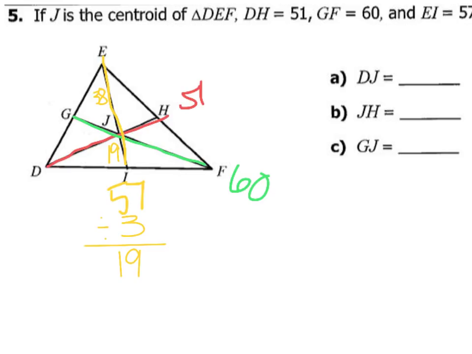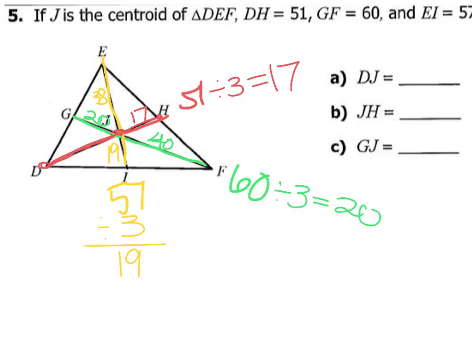Now, in order to find each part of GF, we would say 60 divided by 3. We want to break it up into thirds. That's 20. So GJ is 1/3 of the whole median, so it's just 20. And JF is 2/3, so 20 times 2 is 40. And then last but not least, if we know DH is 51, if we divide that by 3, we get 17. So we know that JH is the smaller part, that's 1/3, so that's going to be 17.